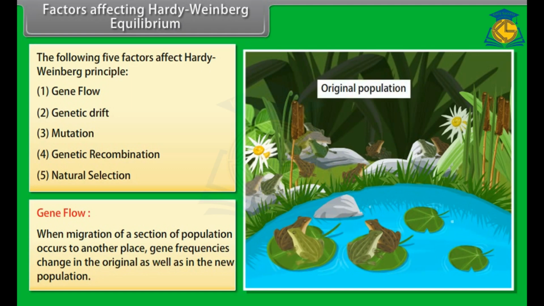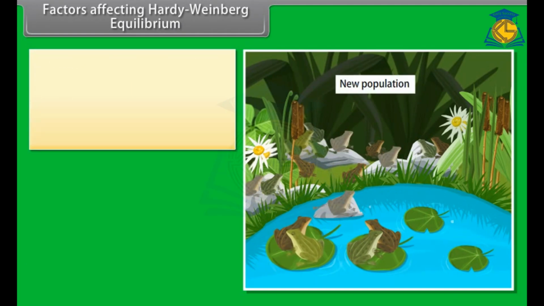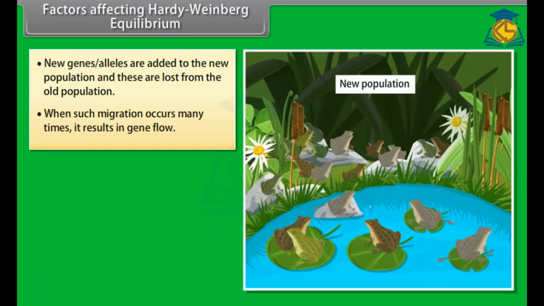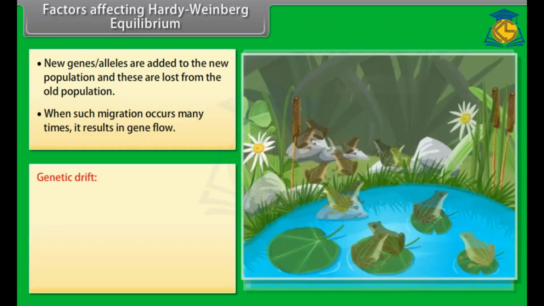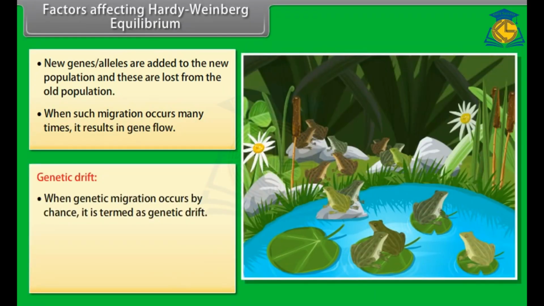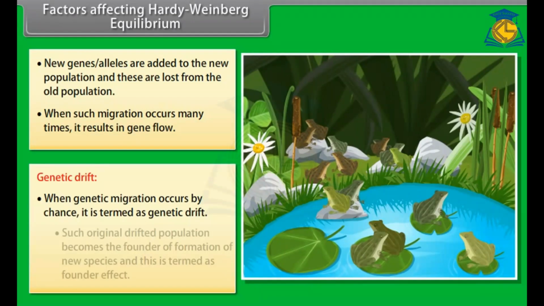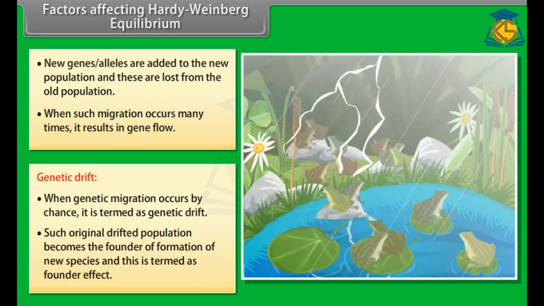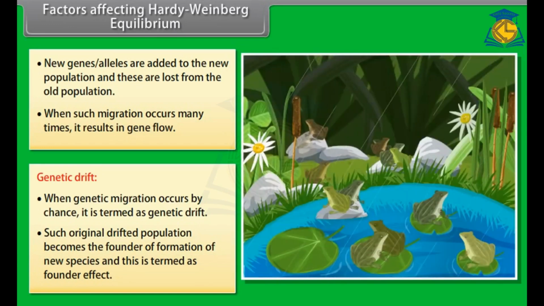Gene flow. When migration of a section of population occurs to another place, gene frequencies change in the original as well as in the new population. New genes, alleles, are added to the new population and these are lost from the old population. When such migration occurs many times, it results in gene flow. Genetic drift. When genetic migration occurs by chance, it is termed as genetic drift. Such original drifted population becomes the founder of formation of new species, and this is termed as founder effect.